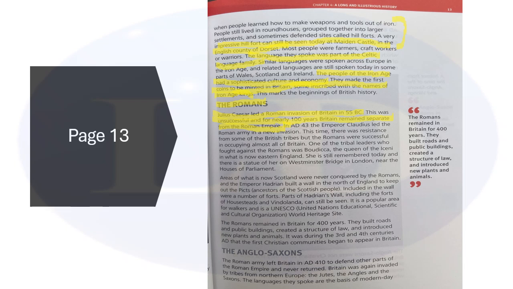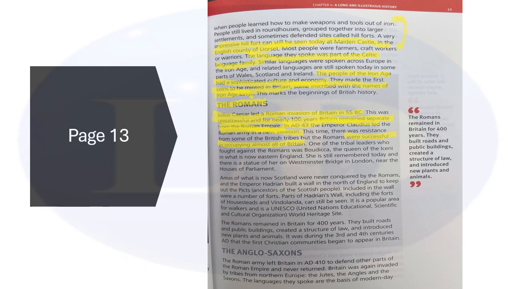In AD 43, Emperor Claudius led the Roman army in a new invasion. So AD 43, that's the date, Emperor Claudius attacked again. This time there was resistance from some British tribes, but the Romans were successful. Now that was a successful attempt, which means that they occupied Britain.